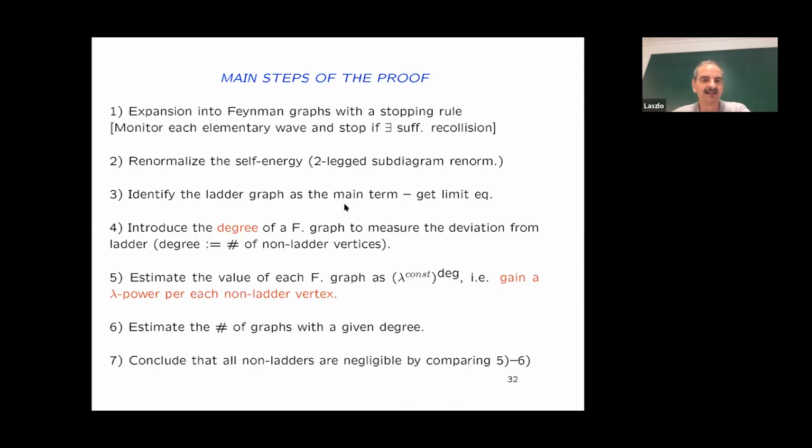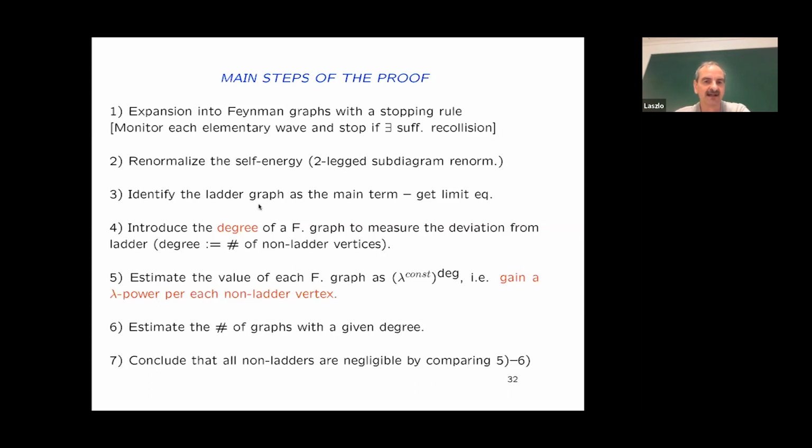Then you have to identify the main term in this huge Feynman diagrammatic expansion. It turns out that there are many Feynman diagrams, but after renormalization, only one of them is the main term. That's called a ladder graph, because in the Feynman diagrammatic picture, it looks like a ladder. And then the main mathematical proof is basically proving that the ladder graph is the only relevant thing. Everybody else is small. And this is where usually physicists stop doing rigorous work.